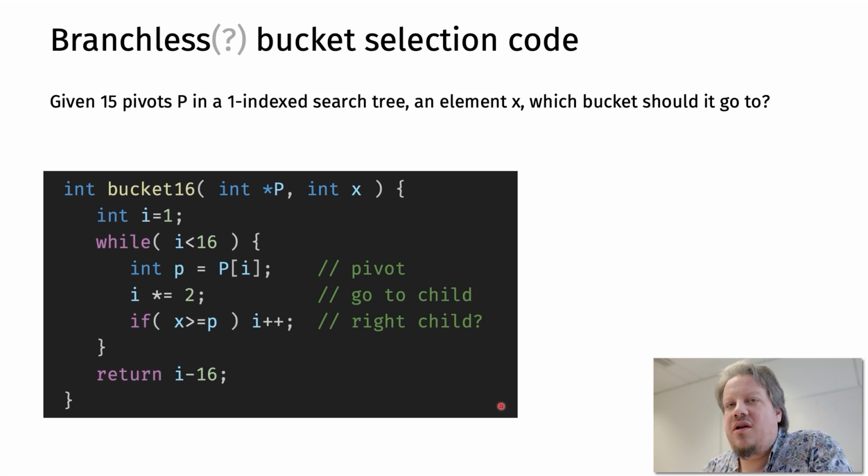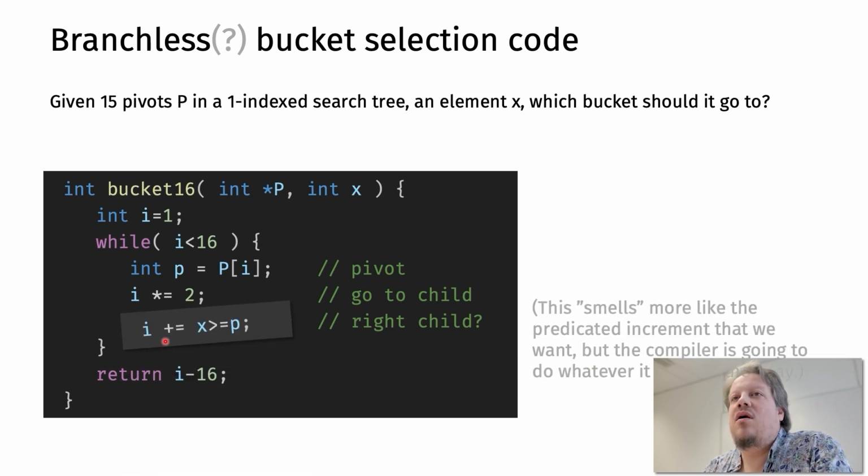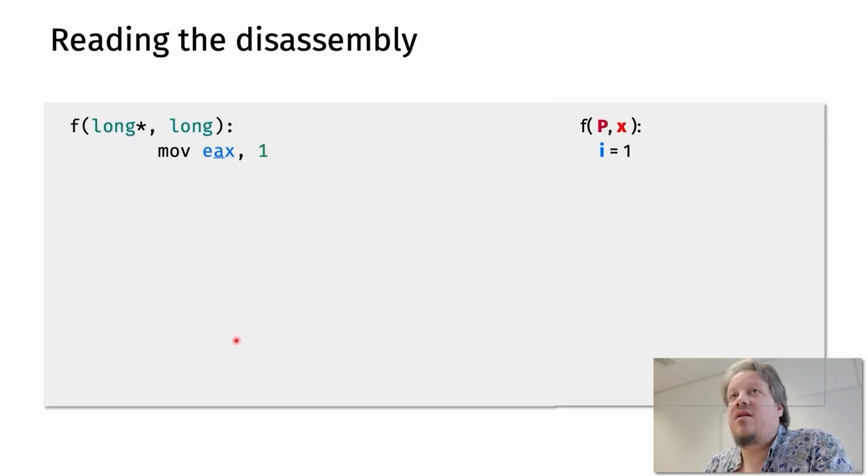And now the big question is, will the compiler have a conditional jump here for this if, or will it do some kind of predication? Now, I might try to entice the compiler by writing it like this: i plus equals the Boolean of whether x is larger or equal to p. This kind of smells more like a predicated increment than the if before. But when I tried it, the compiler produced the same code either way. It does the predication. And what it looks like is this.